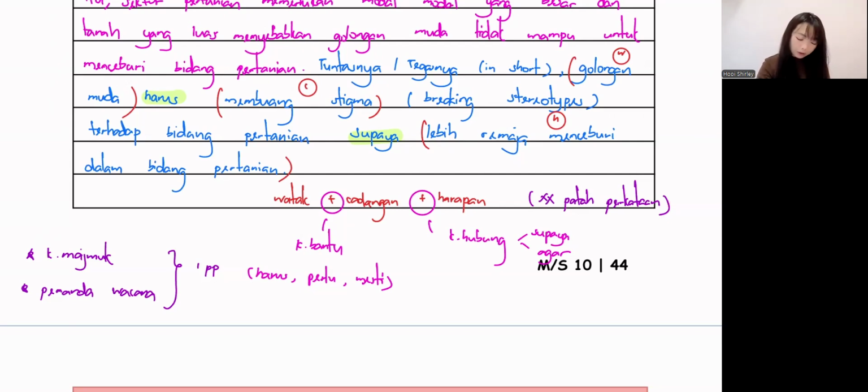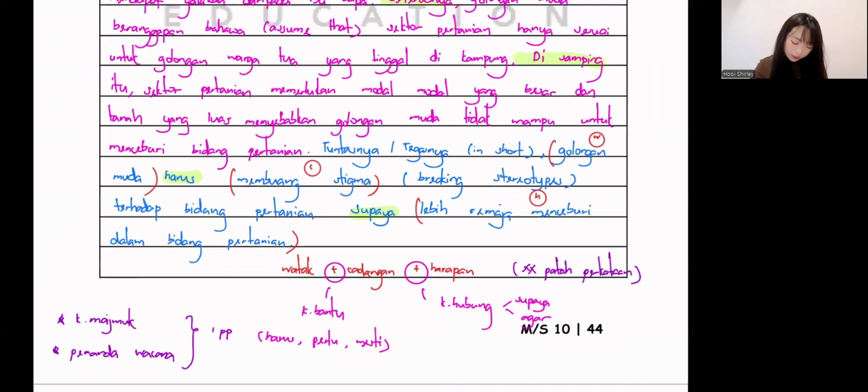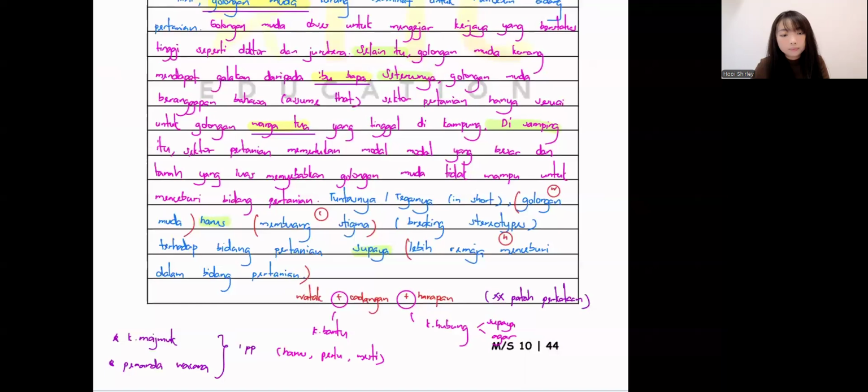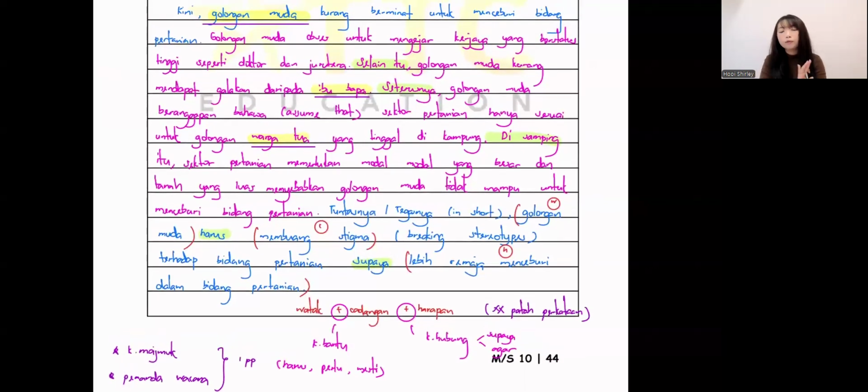So, example of kata majmuk, I use the purple one up. Let's say over here. Golongan muda, it will be one. Ibu bapa, and then I use the yellow color. So for all the kata majmuk, it will be counted as only one word.